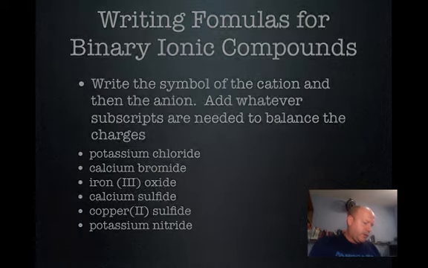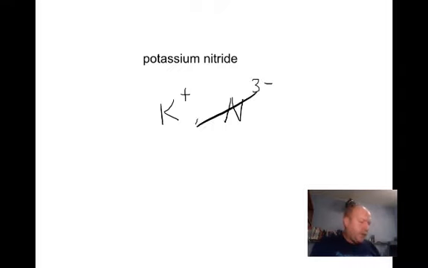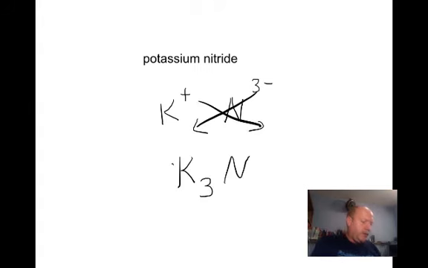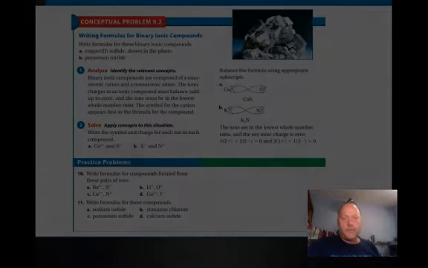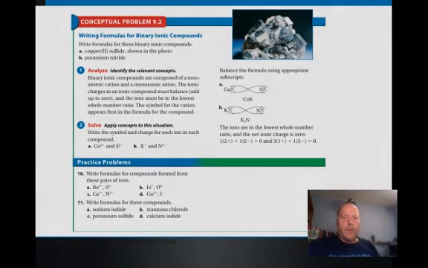Let's do potassium nitride. Potassium is K, and we know that K is in group 1A, so it's a +1. Nitride, N, it's group 5, so it'd be 3-. And we can just crisscross these, and so we're going to get K3N. Alright, so here's some more. I would like you to do 10 and 11 and put those in your notes, and we'll talk about them in class.